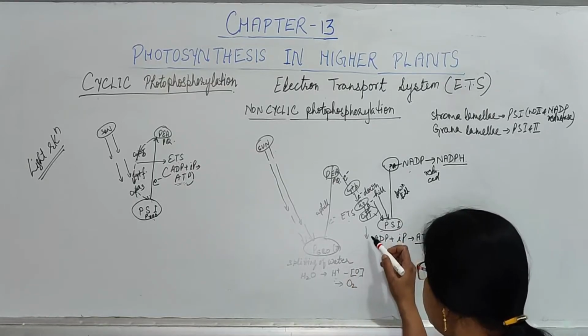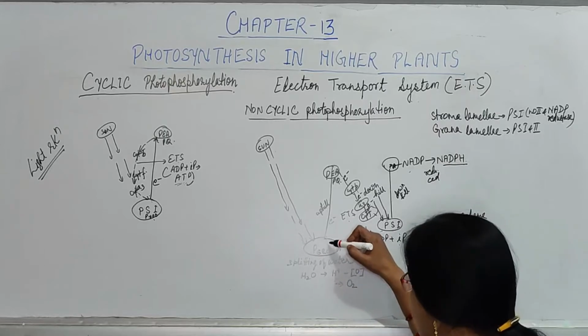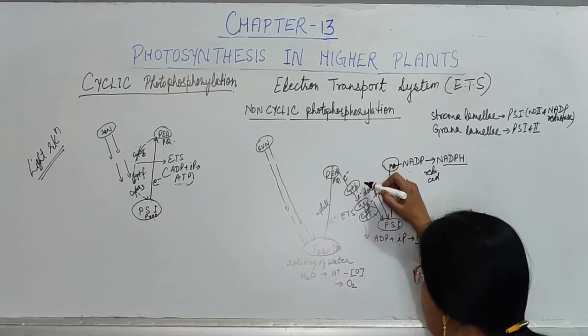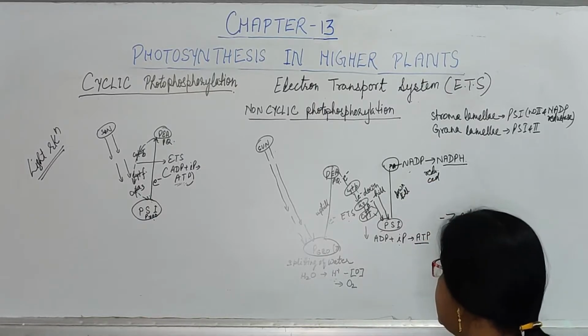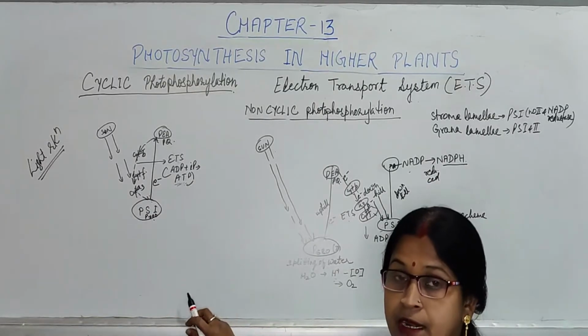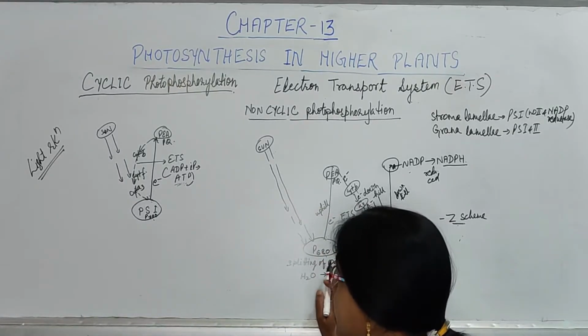Now here, during this electron transport system, the electron will move uphill, then downhill, uphill, down. That's why it is known as the Z scheme. Now we can compare this cyclic and non-cyclic photophosphorylation.